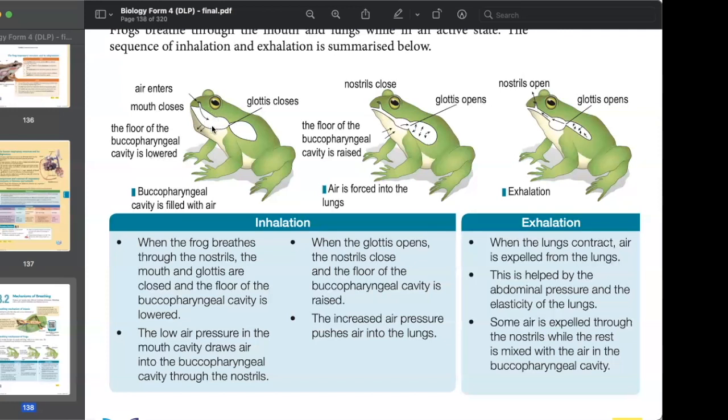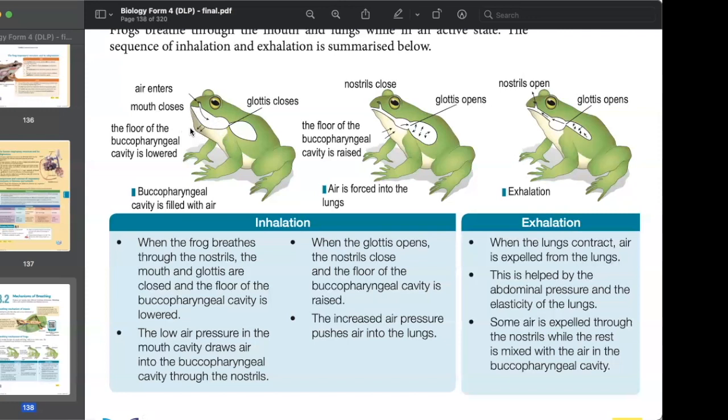Okay, sabar sekali lagi cikgu cerita. Okay, yang ni orang panggil bucopharyngeal cavity ni kawasan sini. Ni mulut dia kan. Ni mouth cavity. Maksudnya ada two cavity present in the frog ni. Okay, kawasan sini mouth cavity. Kawasan sini bucopharyngeal cavity, ruang. Okay, ruang mulut, ruang bucopharyngeal.